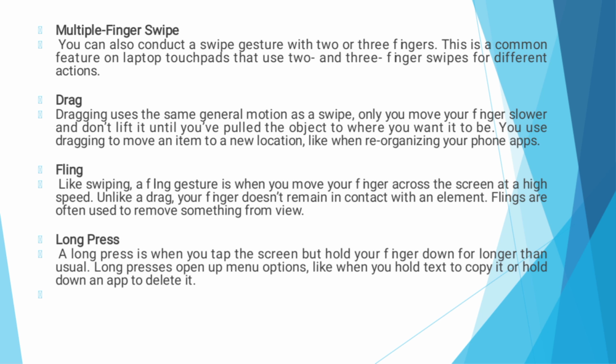Fling. Like swiping, a fling gesture is when you move your finger across the screen at a high speed. Unlike a drag, your finger doesn't remain in contact with an element. Flings are often used to remove something from view.